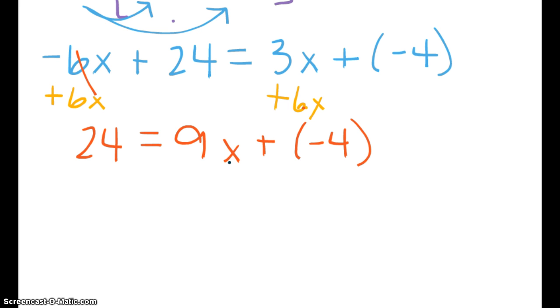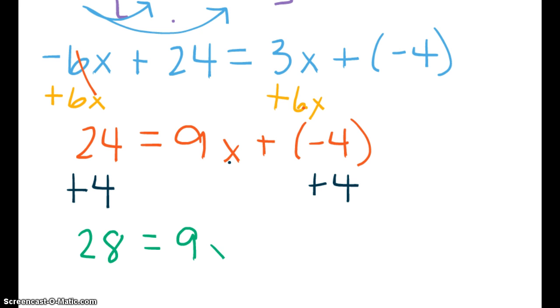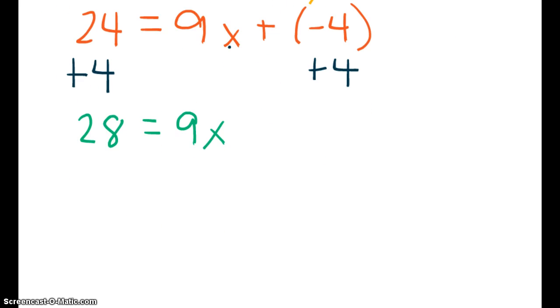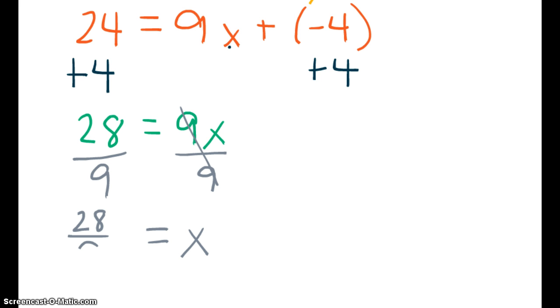I want to get my x's by themselves, so I'm going to say plus 4 here and plus 4 here. So I end up with 28 equals 9x. And then I'm going to divide both sides by 9. So those divide out, so I have x equals 28 ninths.